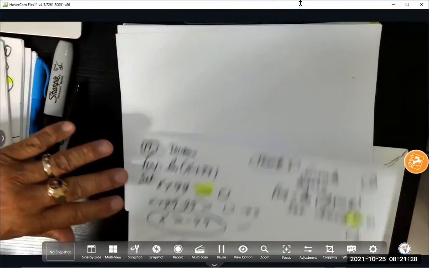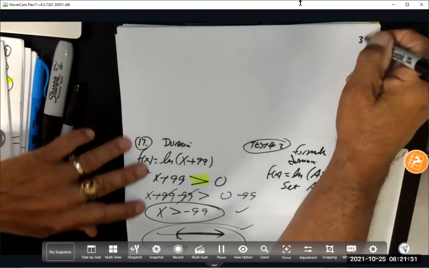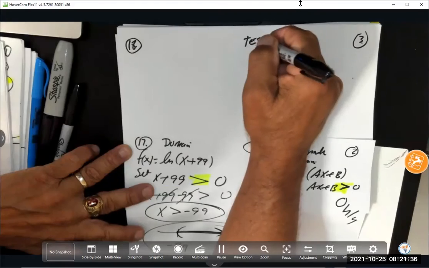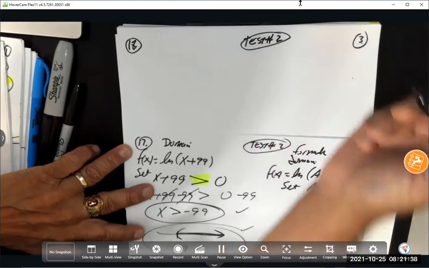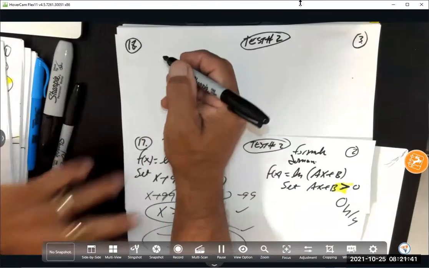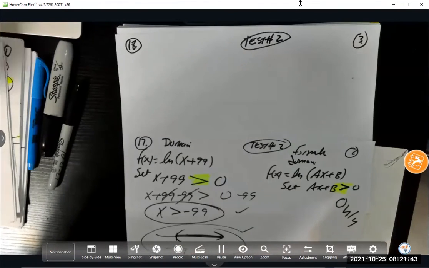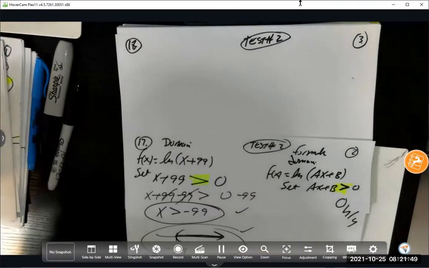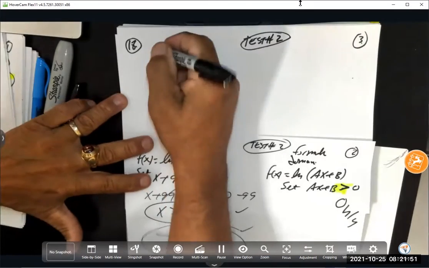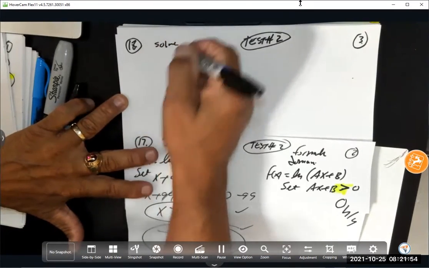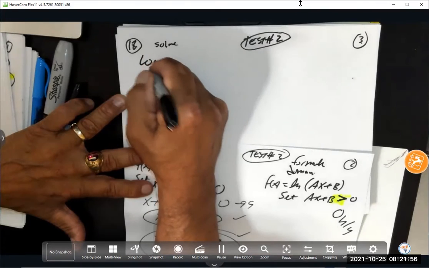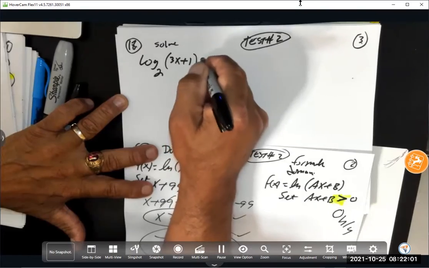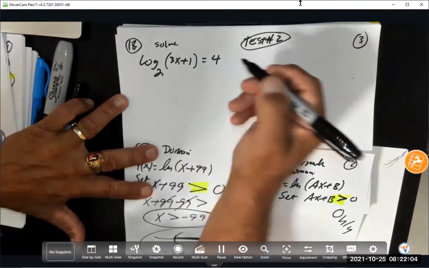All right, this one right here. Number 18, it says, solve for x. And the problem is, let me just change the numbers. Number 18 says, solve for x. So I'm going to say the log base 2 of 3x plus 1 equals power of 4 or something. I'm just changing the numbers.